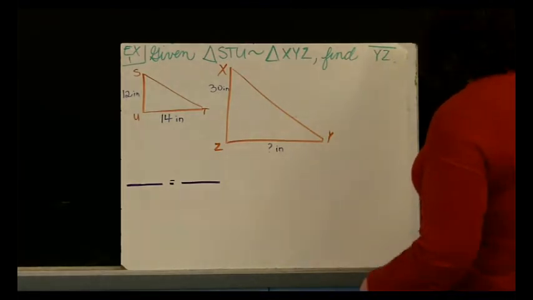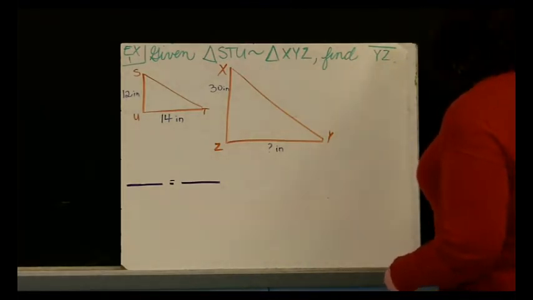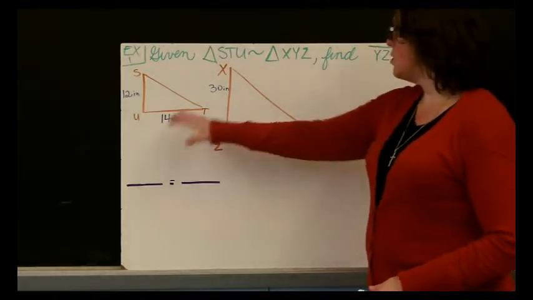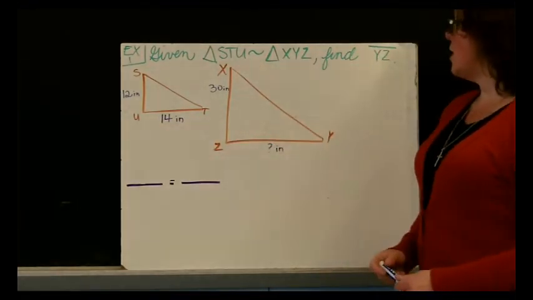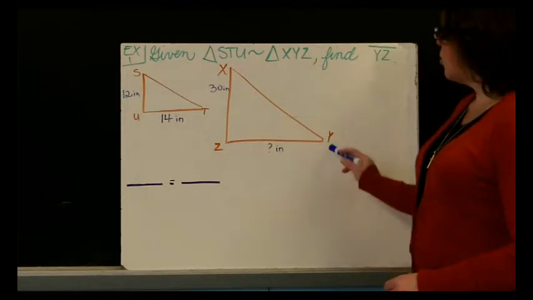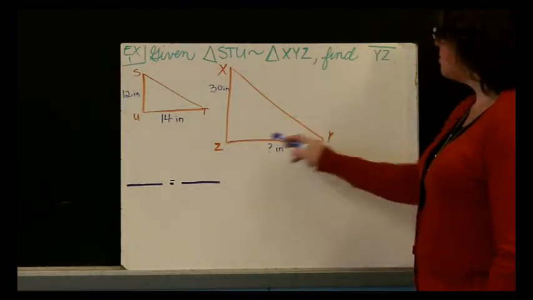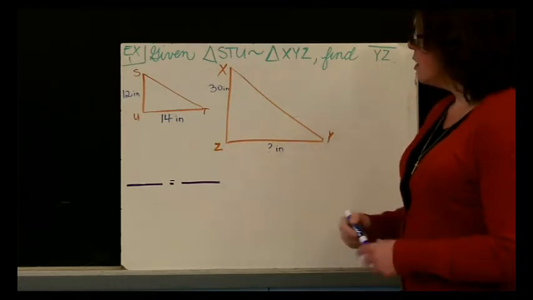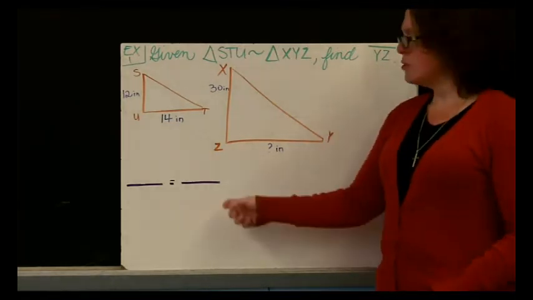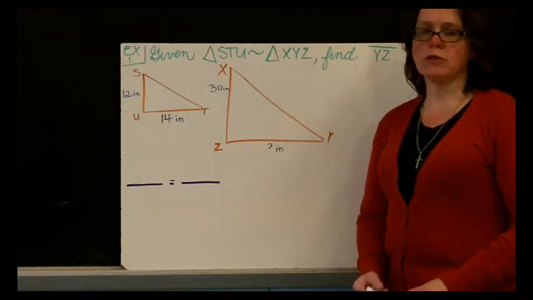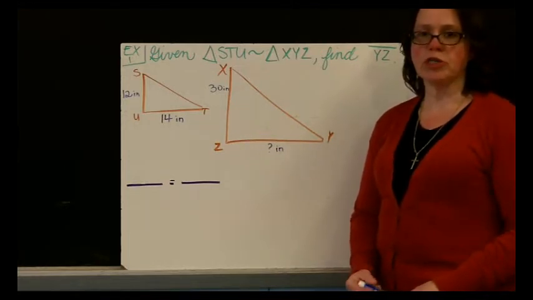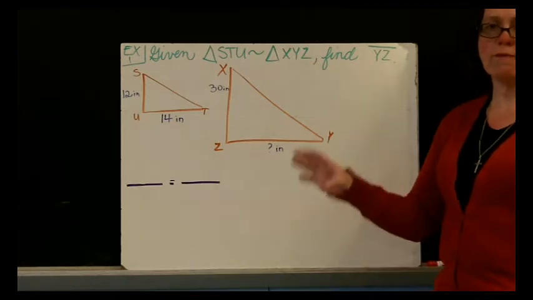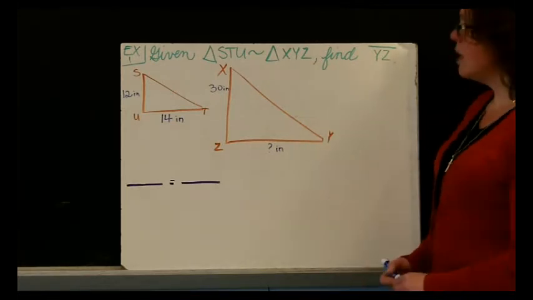Now this is the easiest example of all, and I did that on purpose. Given that triangle STU is similar to triangle XYZ, we need to find the length of side YZ. As our first step states, we're going to start by writing an empty proportion, and then we'll jump to step 2, which is to identify and fill in our corresponding sides.